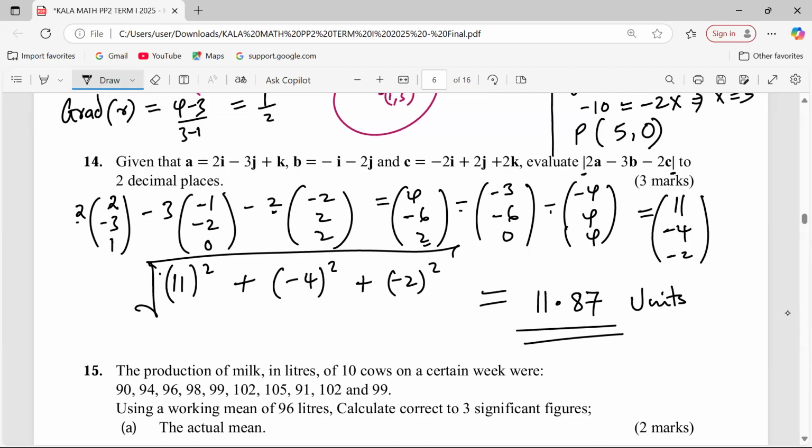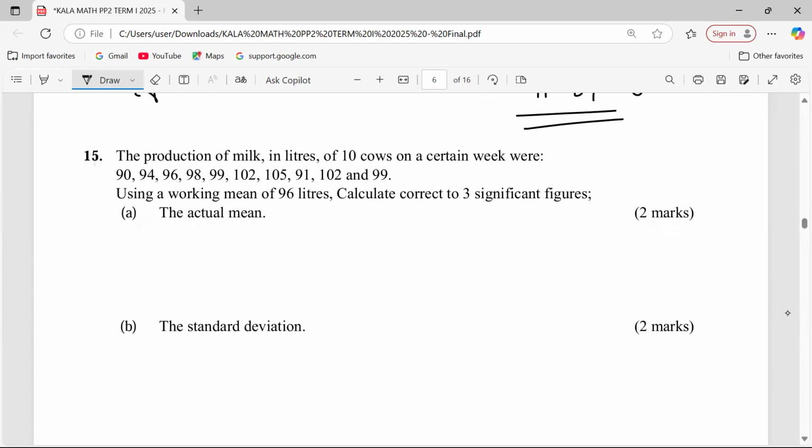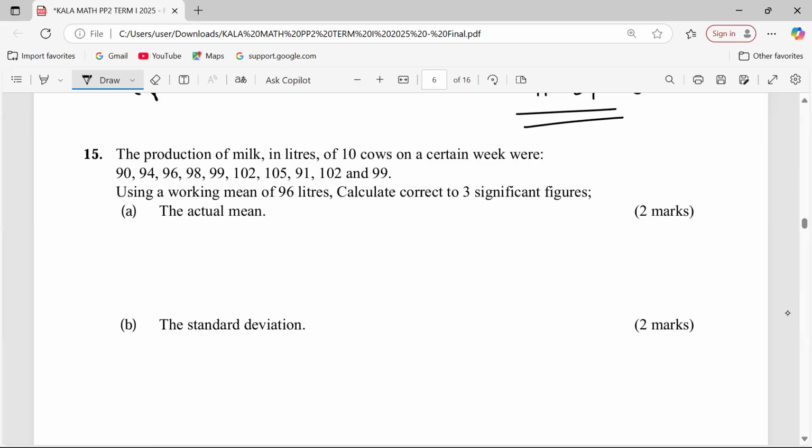We proceed to number 15, this is a question on statistics. The production of milk in liters of 10 cows in a certain week were 90, 94, 96, 98, 99, 102, 105, 91, 102, and 99. Using a working mean, this is also called assumed mean, of 96 liters, calculate to 3 significant figures the actual mean and also the standard deviation.